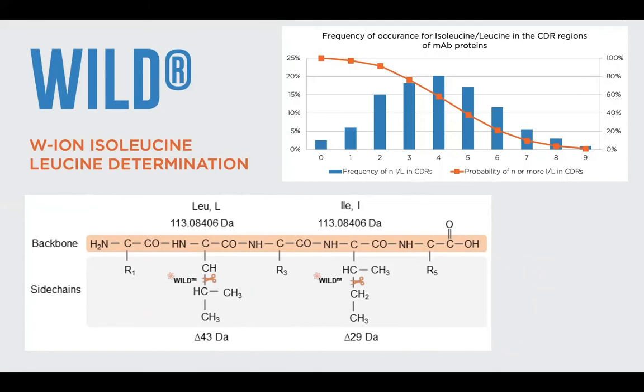And that's really significant when you're looking at the CDRs because you're on average looking at between 4 and 5 different isoleucines or leucines in the CDRs. And if you're just guessing on those, then you might be expressing 25 potential variants here just to get one antibody that actually works.